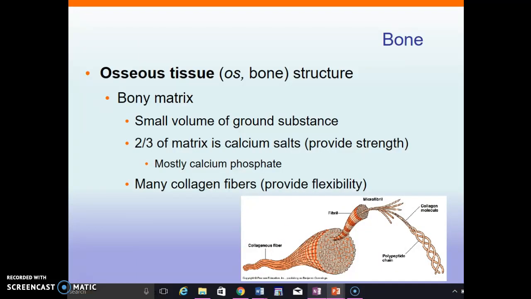Osseous is bone tissue. Os means bone. The bony matrix is mostly calcium salts, and that provides strength, but it's quite rigid, so it also contains collagen fibers, which give some flexibility to bone.